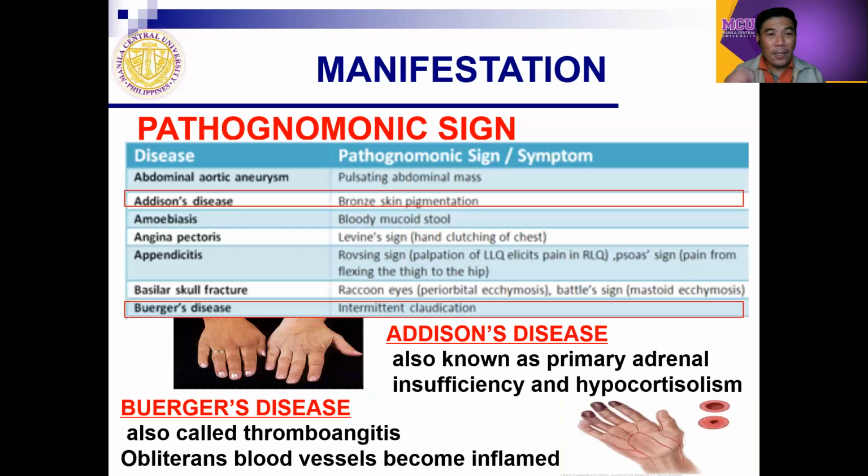Okay? So let us start with this. We have abdominal aortic aneurysm. Okay? Class, if we say aneurysm, usually involved sa aneurysm ay ano? What organ ang involved sa aneurysm? Brain. Brain could be, but what part of the brain is involved specifically?